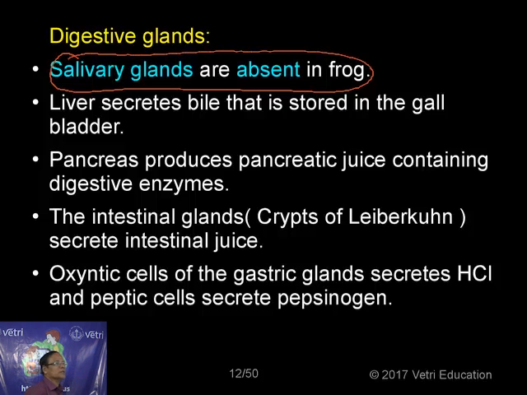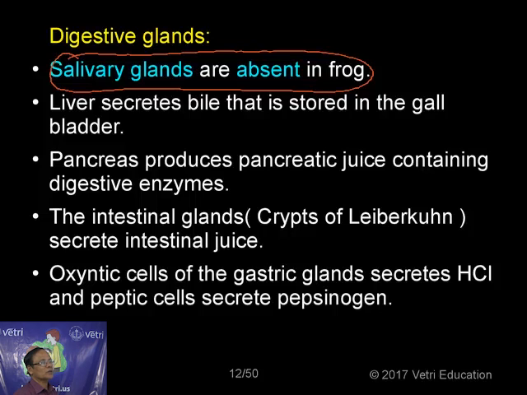In our case we have three pairs of salivary glands. Even in the case of rabbit, they have four pairs of salivary glands. But in the case of frog, the salivary glands are absent. Now the second one, we have the liver. The liver is concerned with the secretion of bile. In our case also, the fluid secreted by the liver is called bile. Now it is not an enzyme.